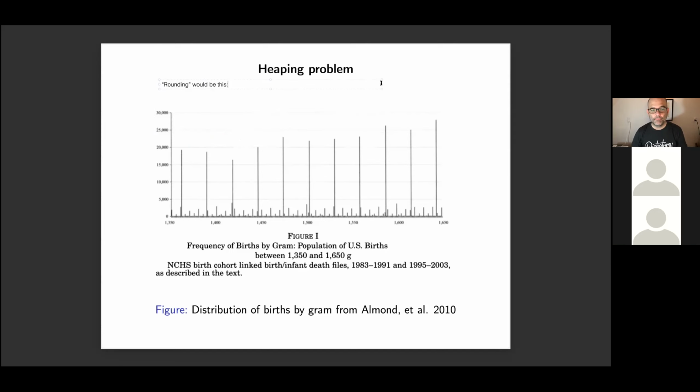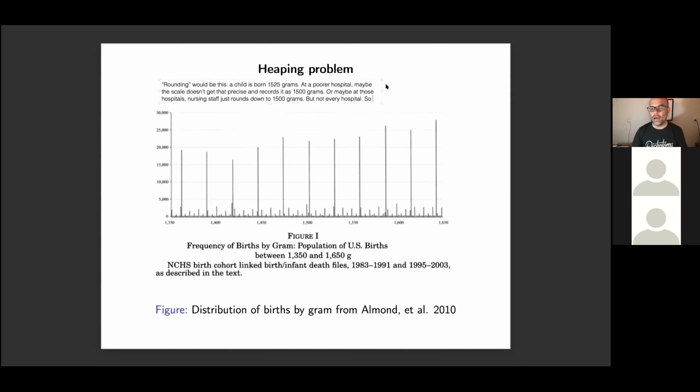A child is born at 1,525 grams. At a poor hospital, maybe the scale doesn't get that precise and records it as 1,500 grams. Or maybe at those hospitals, nursing staff just round down to 1,500 grams, but not every hospital.